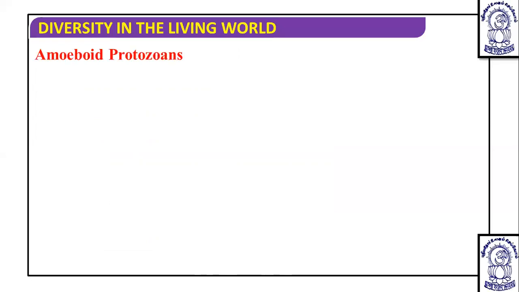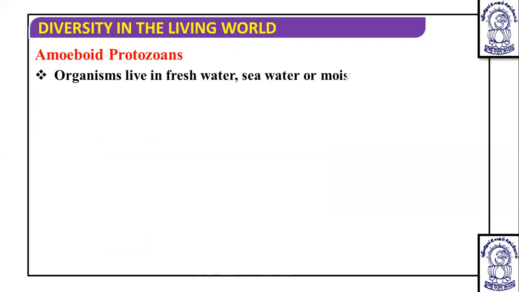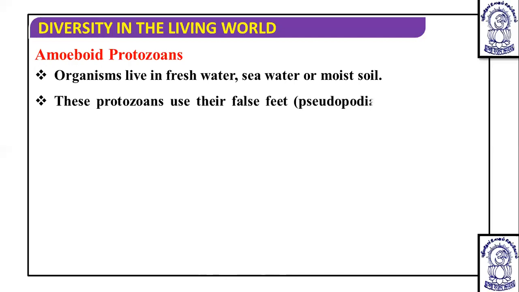Now, first we are going to talk about amoeboid protozoans. Dear students, amoeboid protozoans are the organisms that include amoeba, and their shape is not fixed, you know that. These organisms live in fresh water, sea water, and moist environments. Everywhere, in all these three habitats they can be present. Then these protozoans use pseudopodia. Now you have to remember this important thing. They have pseudopodia, and this pseudopodia is used to capture the food. Apart from capturing food, it also helps in locomotion or movement.